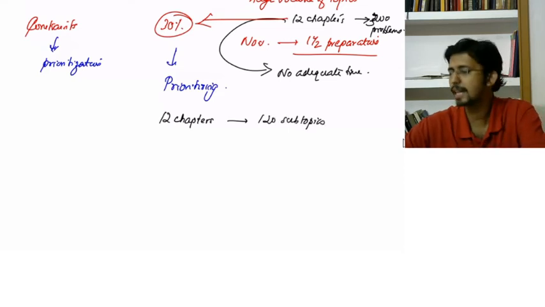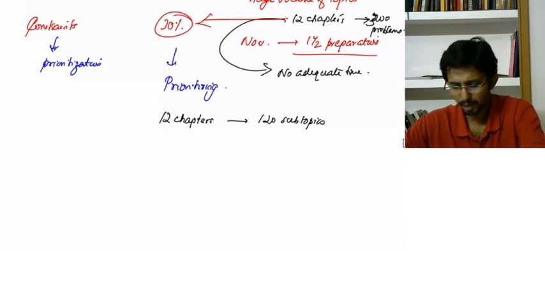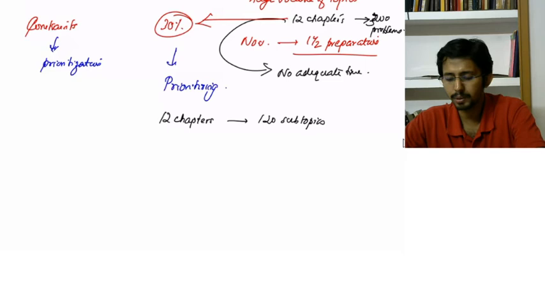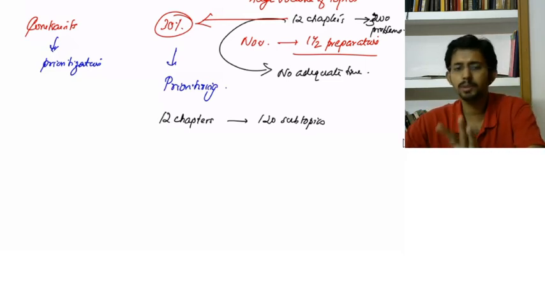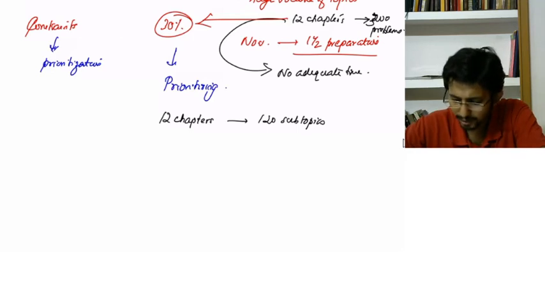On an average 10 subtopics per chapter, you have 120 subtopics. This is only a hypothetical situation. Don't think that you have 120 subtopics in your entire SCMPE. No, I'm just giving you an example. You have these 120 subtopics.